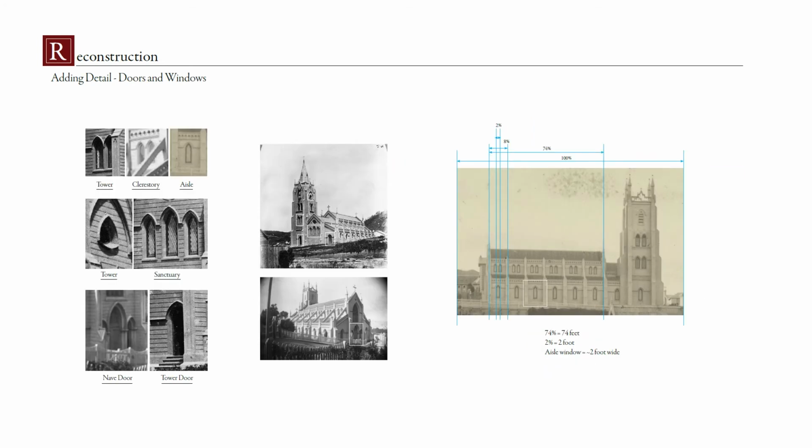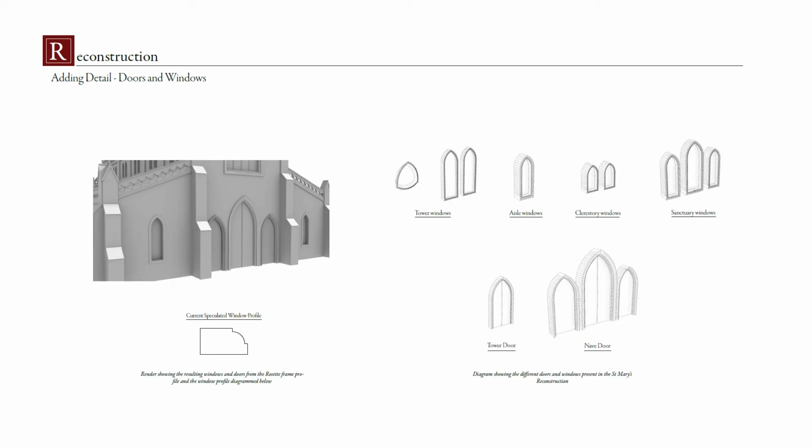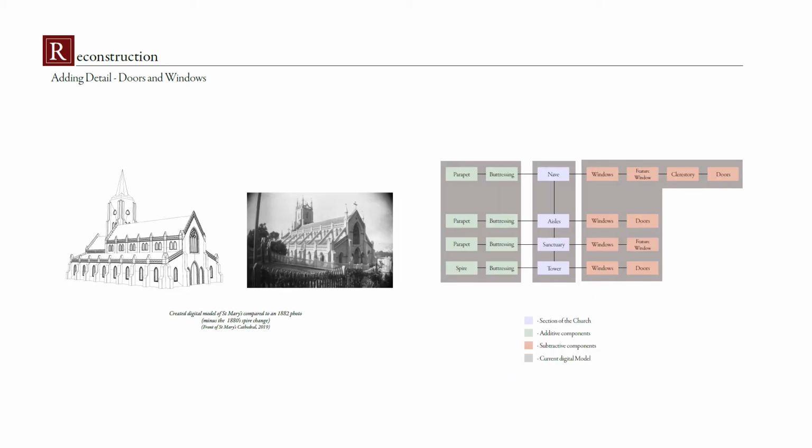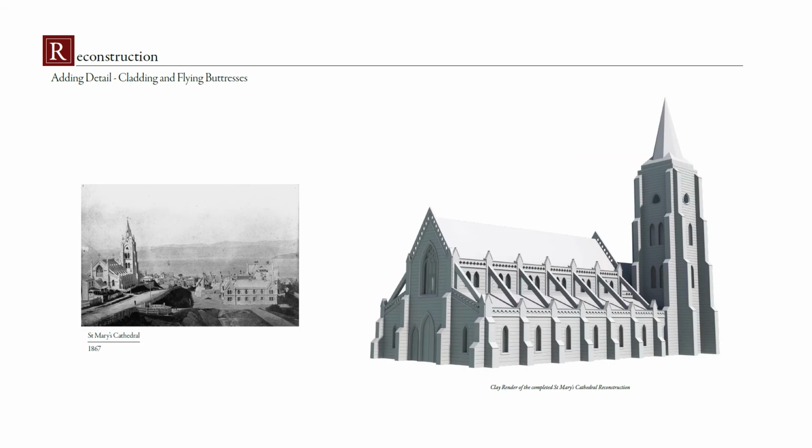The windows were done much the same way as the rosette window, being just pointed arches. The sizes of these windows were also done proportionally, much like the rosette window. These are the various window designs present in St Mary's, and they all use speculative window profiles that can be replaced later. The final touches were the additions of the flying buttresses and rusticated weatherboard patterning.